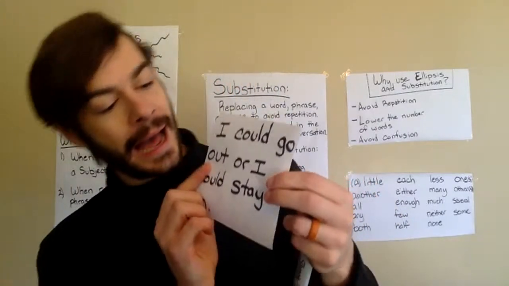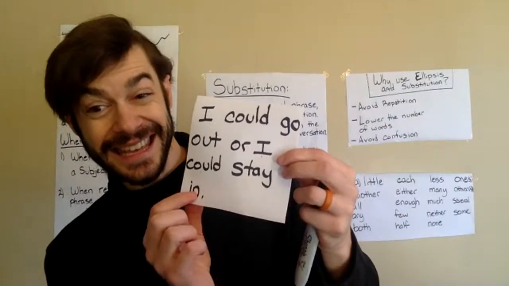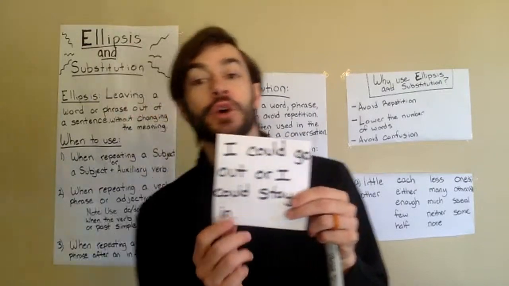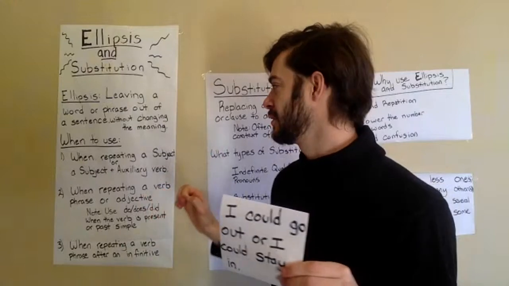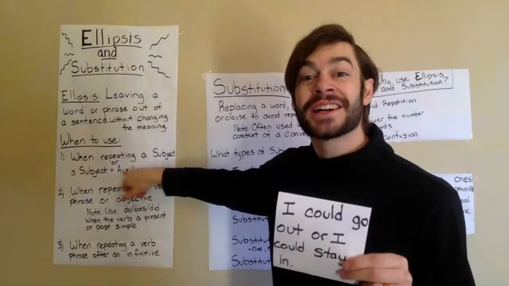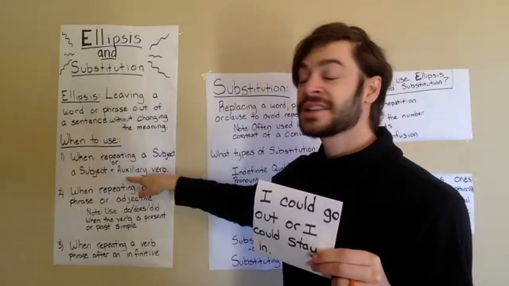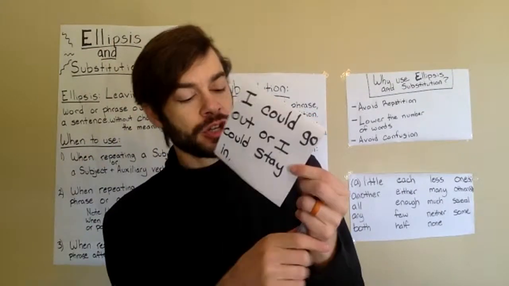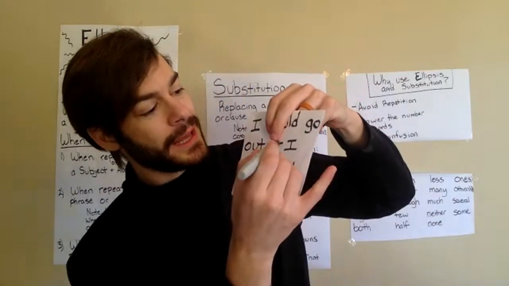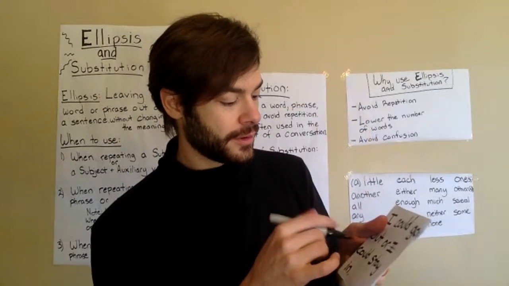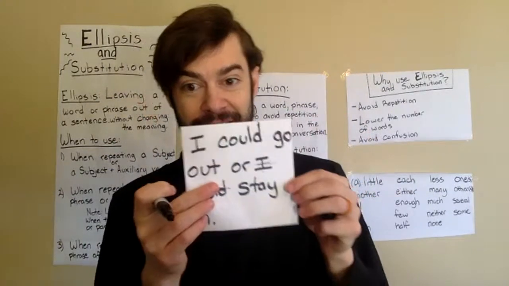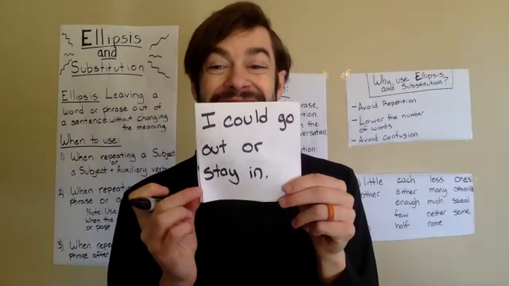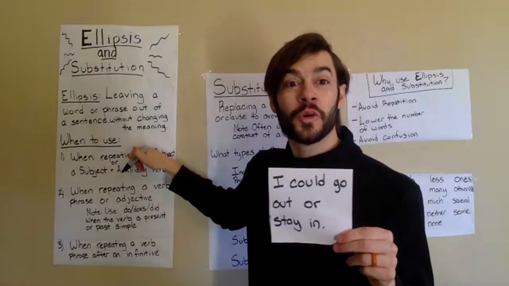"I could go out or I could stay in." Okay, so here we have another repetition. We have a subject plus an auxiliary verb here. Our subject is "I." Our auxiliary verb is "could." So, in an ellipsis, we can get rid of this whole part of the sentence, and it becomes, "I could go out or stay in."